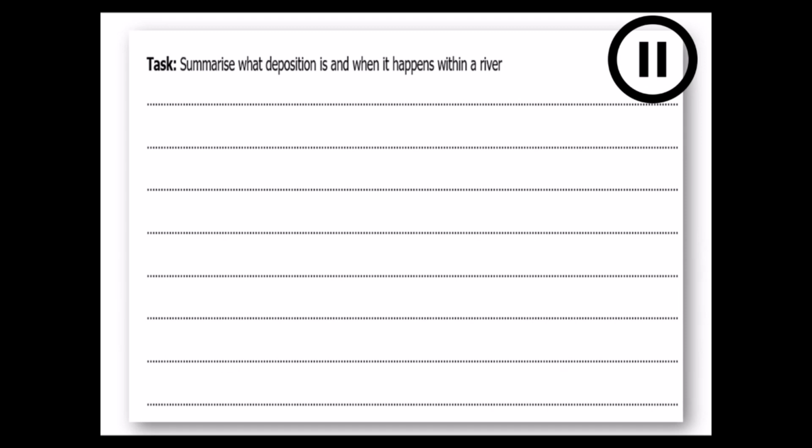So what I'm going to get you to do now is attempt this part of your booklet based on what we have just been talking about. And we're going to just do the following things. There's two bits of this task. The first thing is to summarise what deposition is. So a sentence for that will be absolutely fine. And then some examples of what we've just spoken about. So why does it happen within a river? What conditions will lead to the process of deposition?